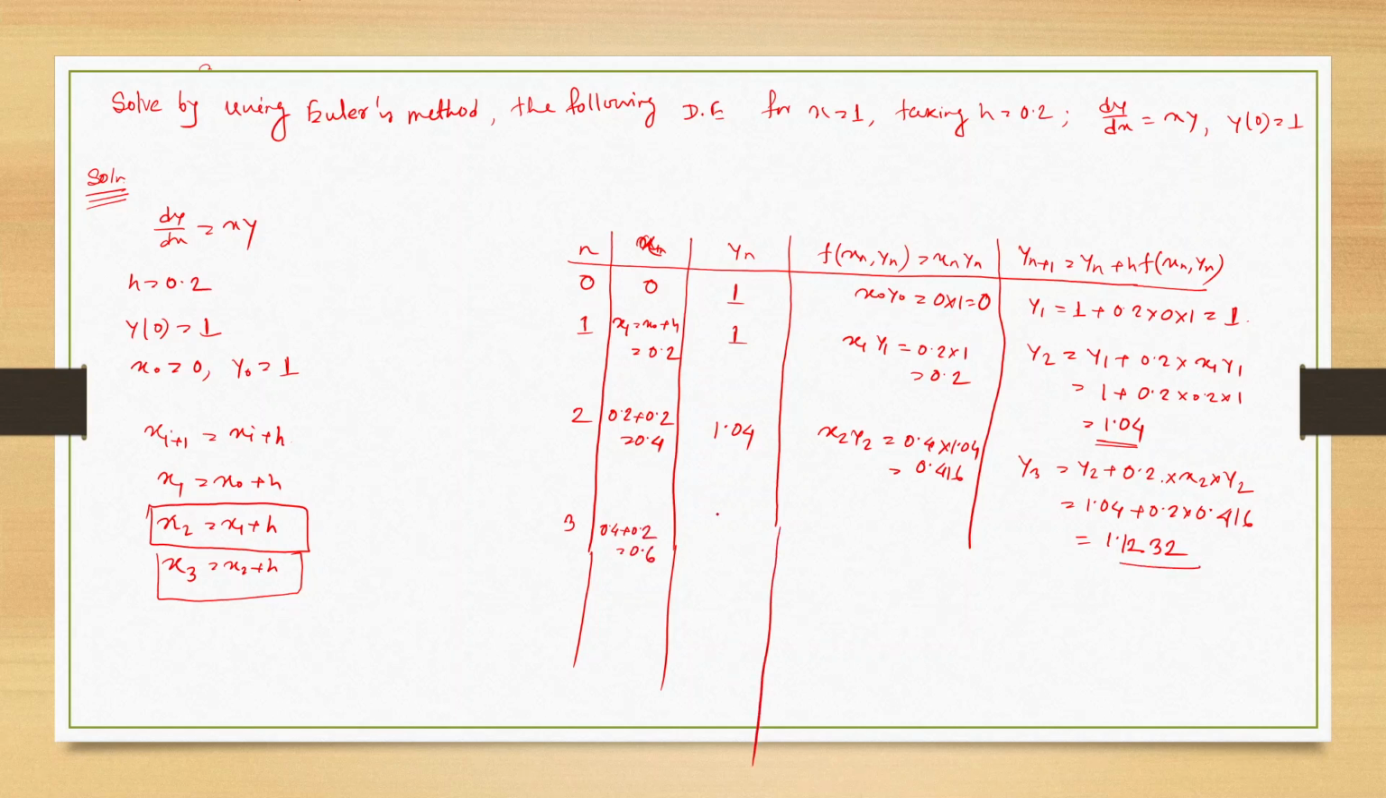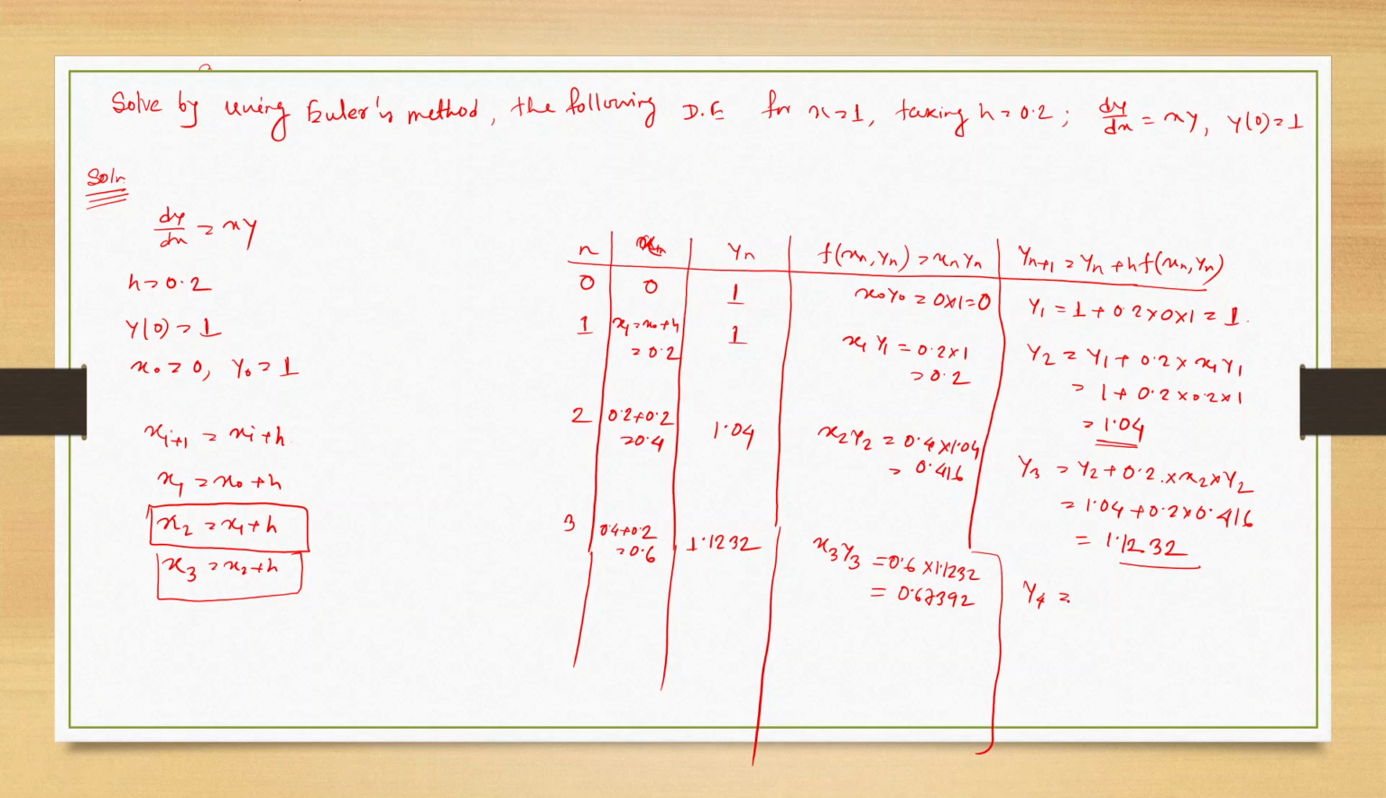The value of y3 we already got, 1.1232. So this will be x3 y3, and the value will be 0.6 into 1.1232. So from here what we get is 0.67392, and the corresponding y4.